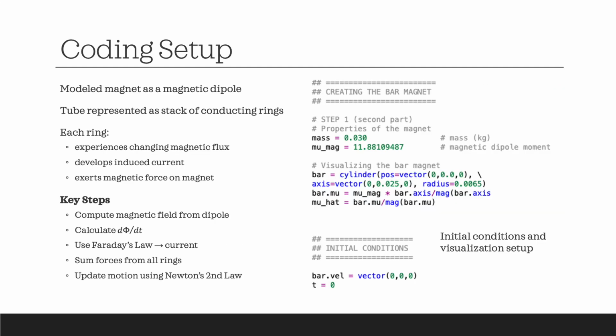To model this system, I treated the magnet as a magnetic dipole and represented the tube as a stack of conducting rings. Each ring experiences a changing magnetic flux, which induces a current using Faraday's law. That current then produces a magnetic force on the magnet. The model follows several steps: computing the magnetic field from the dipole, calculating the rate of change of flux, using that to determine current, summing the forces from all rings, and then updating the magnet's motion using Newton's second law.